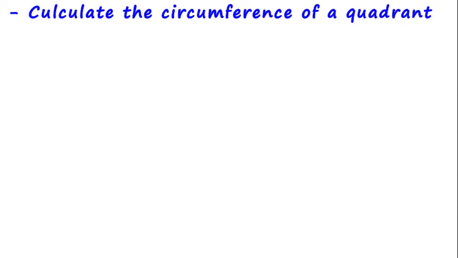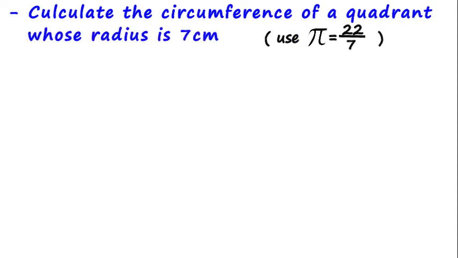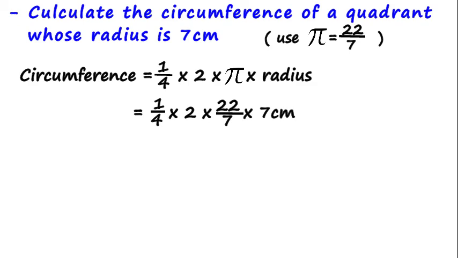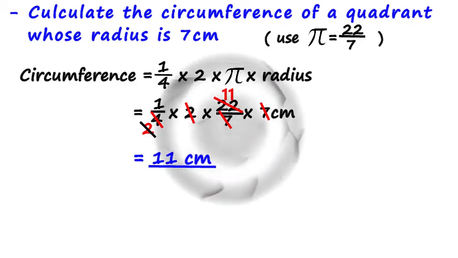Number 2. Calculate the circumference of a quadrant whose radius is 7 centimeters. Use pi 22 over 7. Circumference of a quadrant is the distance round the curved surface. Therefore, the circumference of a quadrant by formula is a quarter times 2 times pi times radius. And this gives us a quarter times 2 times 22 over 7 times 7 centimeters. And this gives us 11 centimeters.